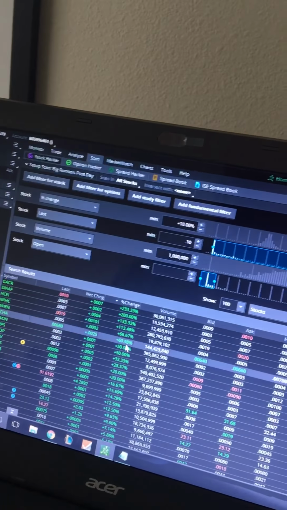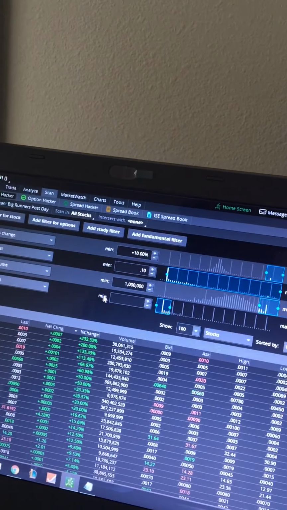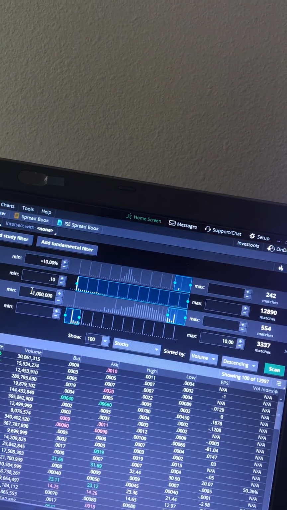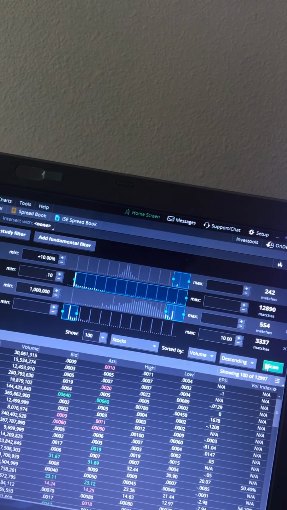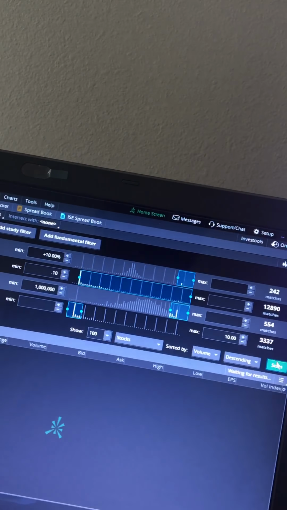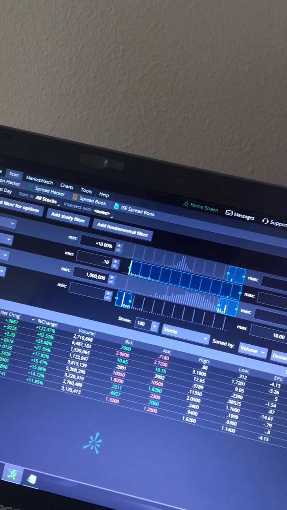I have four criteria that I'm looking for. I want the percent change to be 10% or more. I want the last price to be at least 10 cents. I want there to be at least 1 million shares traded on the day. And then I want an opening price to be less than $10. So I hit my scan and it loads stocks for me that meet that criteria.